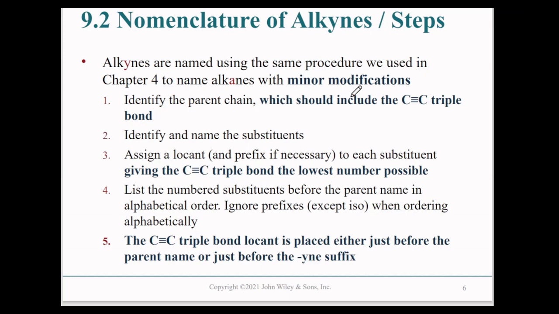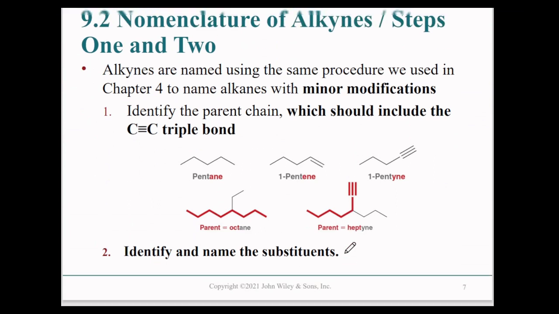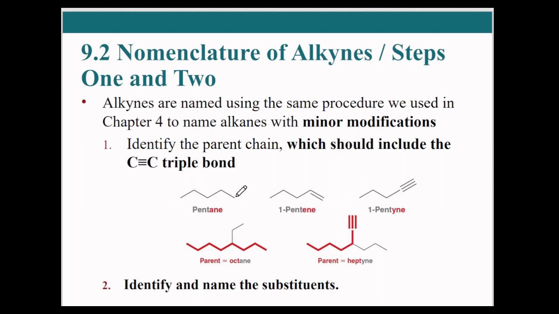So then, after identifying the parent chain, we identify and name the substituents. We assign a locant or a number to each of those substituents, giving the carbon-carbon triple bond the lowest number possible. Then we list the numbered substituents before the parent name in alphabetical order, ignoring prefixes except iso, just like we did previously. And then the carbon-carbon triple bond locant or number is placed just before the parent name or just before the yne suffix. So we've seen that done with alkenes, and either of those methods is acceptable.